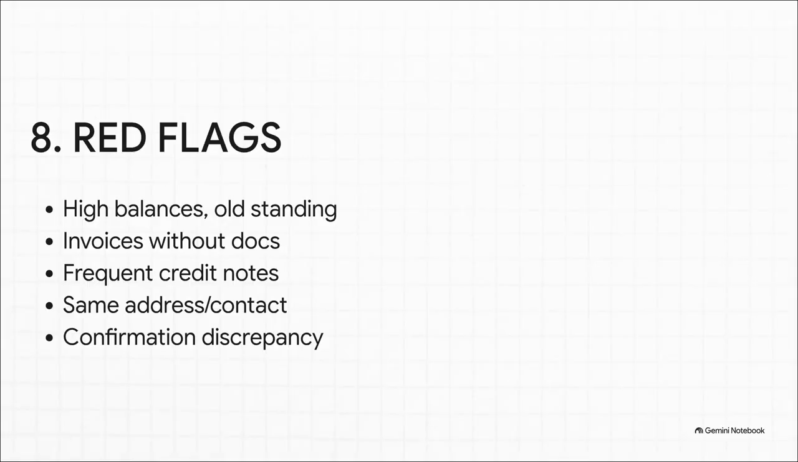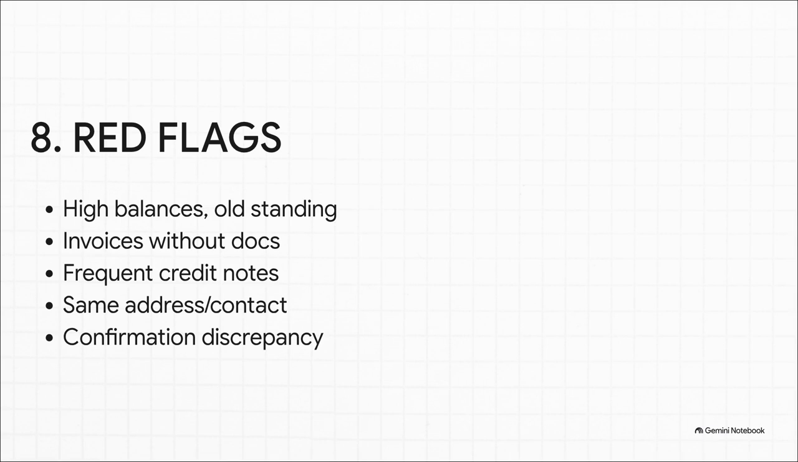Section 5, Red Flags to Watch. You absolutely have to be on the lookout for these 5 warning signs. Number 1, high balances with really old outstandings. Number 2, invoices with 0 supporting documents. If there's no shipping receipt, did the sale even happen? Number 3, frequent credit notes or write-offs. Someone could literally be stealing cash and writing off the balance to hide their tracks.